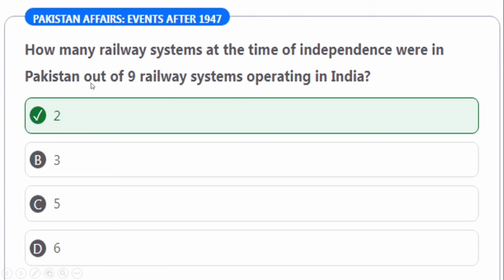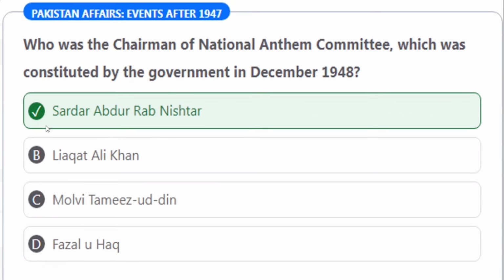were in Pakistan out of 9? Sorry, how many railway systems at the time of independence were in Pakistan out of 9 railway systems operating in India? Right option A, A number 2. Who was the chairman of National Anthem Committee, which was constituted by the government in December 1948? Right option A, A number Sardar Abdul Rab Nishtar.